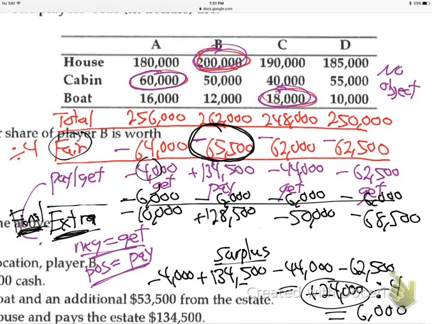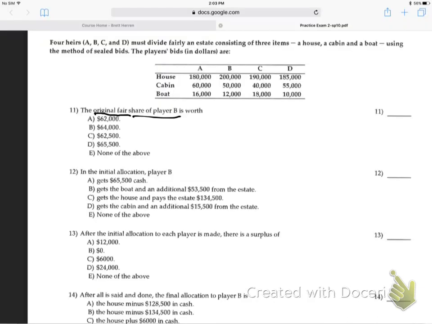65,500. Fair share, player B. 65,500. We good? That's a fair share for player B. So 65,500. There it is.